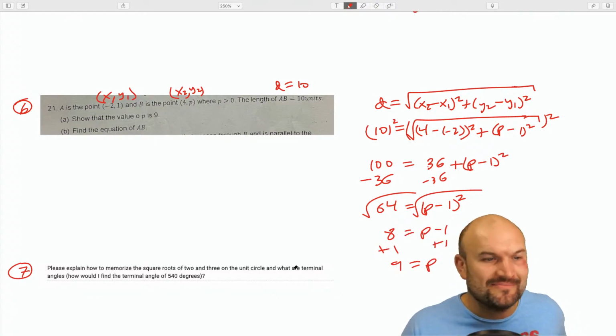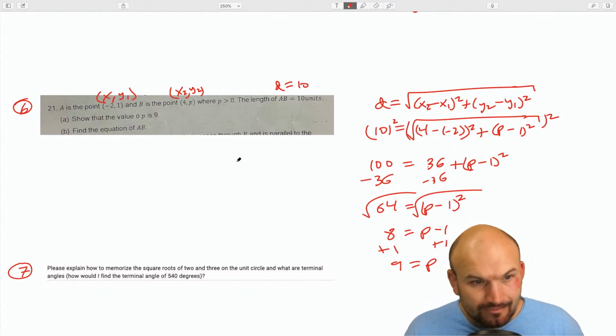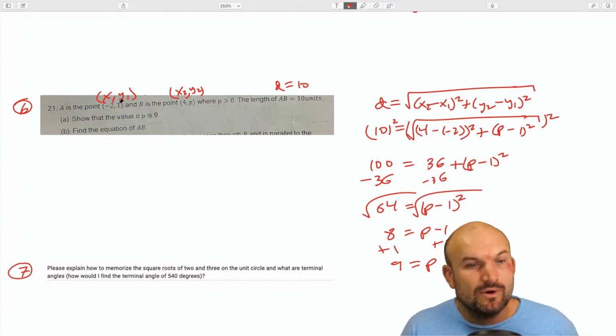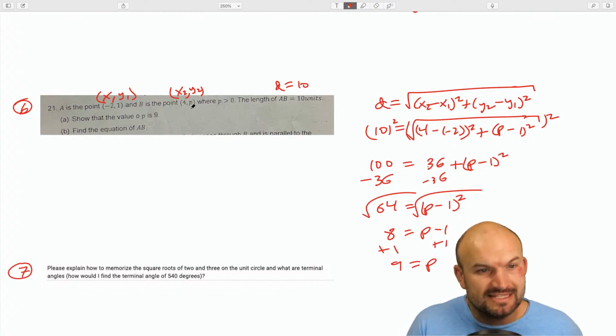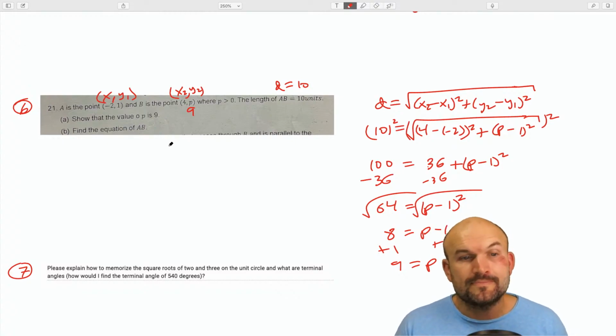I guess I will do the problem. And then find the equation of AB. So to find the equation, now you can just plug in, now you already have this 1 point. You can say that p is equal to 9, so that's now equal to 9. Now we just need to basically figure out the slope, right?